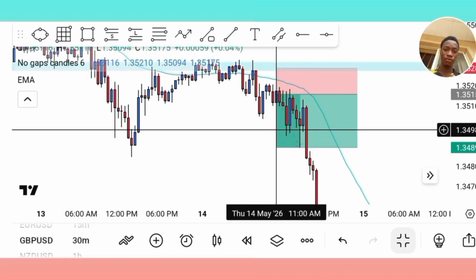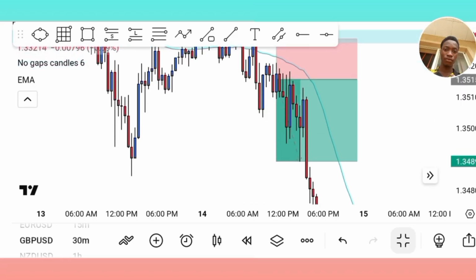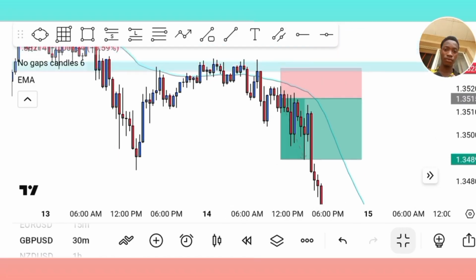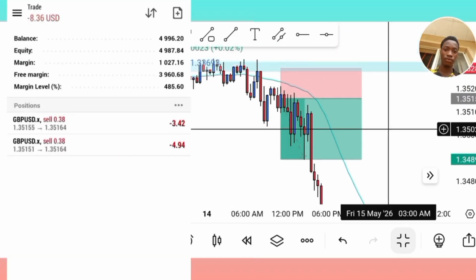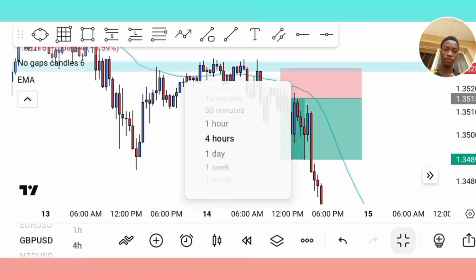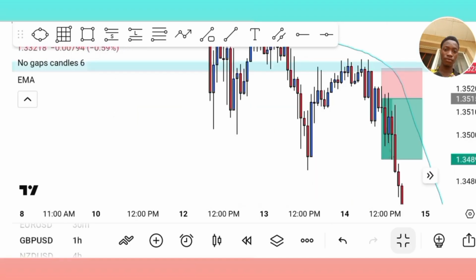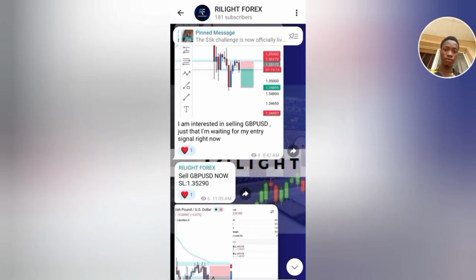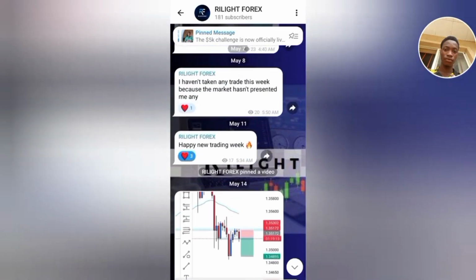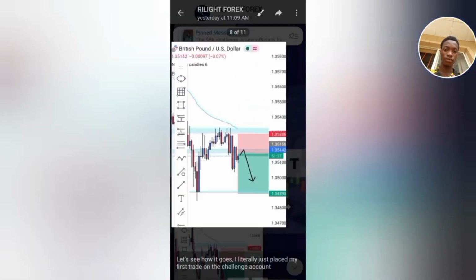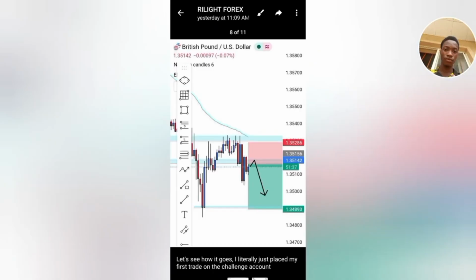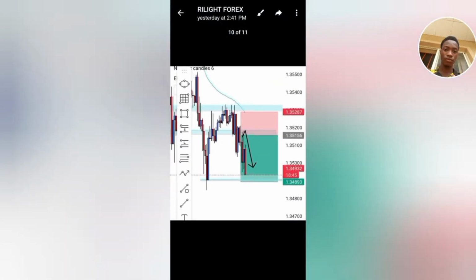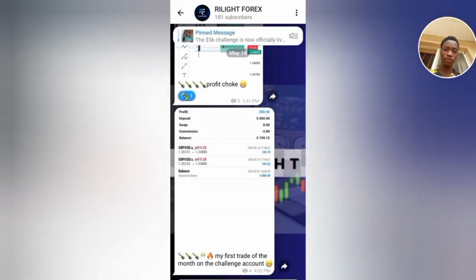So yes, it was 11 a.m. in the morning, and that is London session already. So that was when I got my entry signal, and I literally took this sell, and immediately I took it, it literally went crazy into profits. And at the same time, I literally don't just take the trade alone. I posted it here on my Telegram channel. That is when I took the trade, and in less than a few minutes, you can see it ended up in massive profit, and I closed the trade in profit.